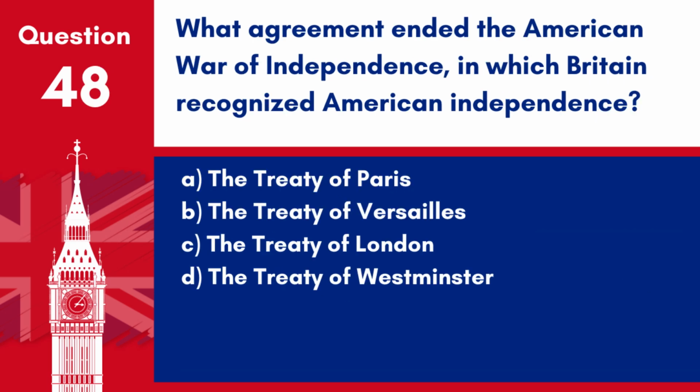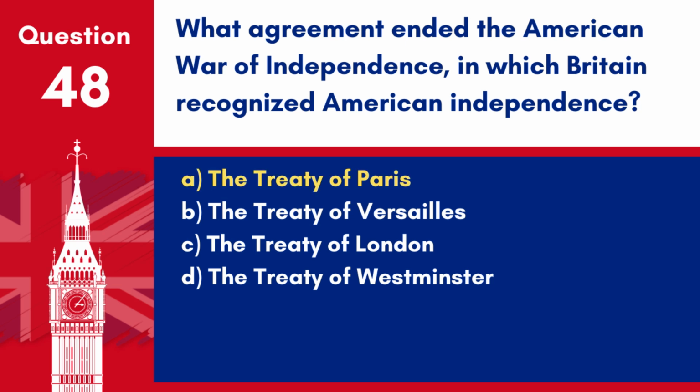member. Question 48. What agreement ended the American War of Independence, in which Britain recognized American independence? A. The Treaty of Paris. B. The Treaty of Versailles. C. The Treaty of London. D. The Treaty of Westminster.